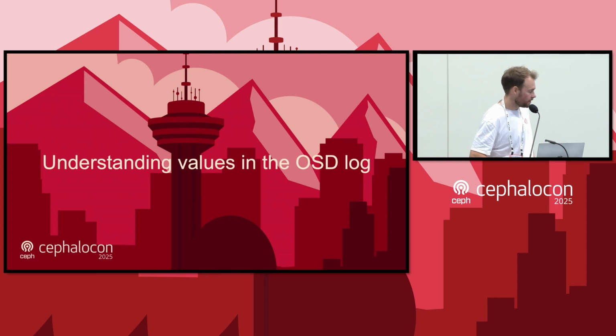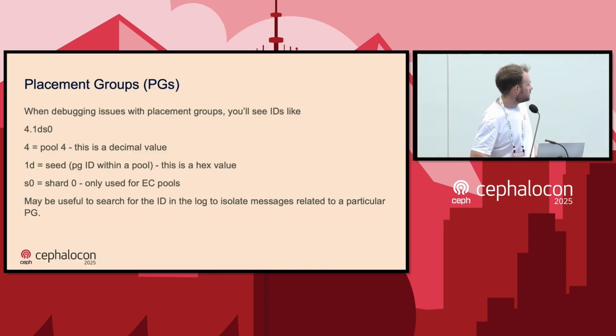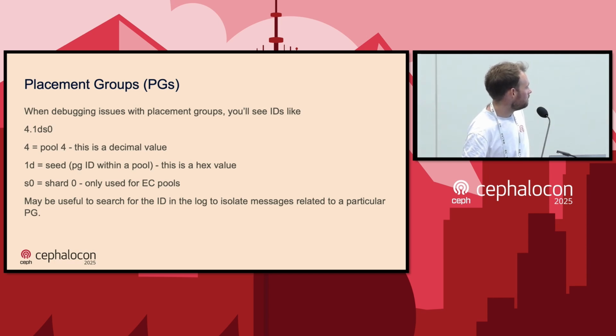So I just wanted to very briefly also talk about a couple of things you might see in the OSD log that are quite useful to understand. So if you have an issue and placement groups are involved, you'll see a placement group ID. So for example, 4.1DS0, broken up: 4 is the pool number that this placement group's in. 1D is a hex value. That's the actual PG ID. And if you're using an erasure-coded pool, the number after the S is the shard, so you won't see that in replicated pools.